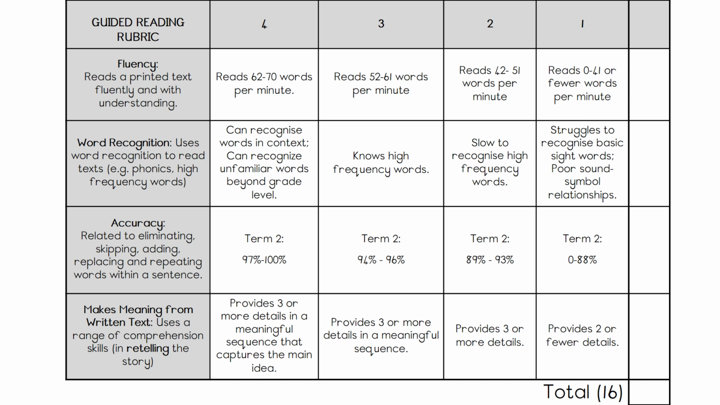By accuracy, you take the incorrect words from the total amount of words and you get a percentage for that. You need 97 to 100% to get full marks. And then lastly, your child must be able to make meaning from the written text. So yeah, we test their comprehension. Did they understand what they read? They need to give at least 3 or more details in a meaningful sequence to get full marks.